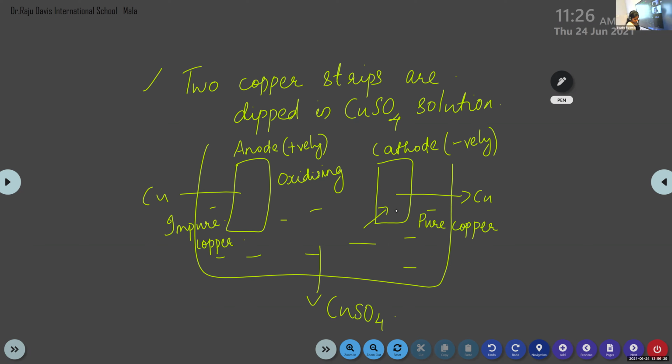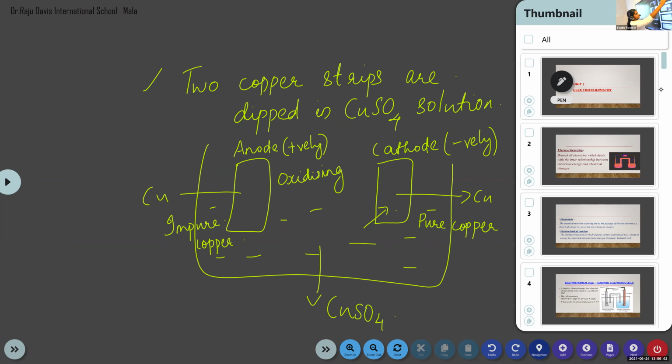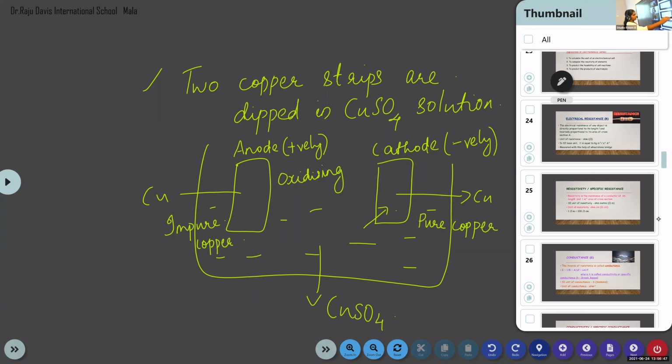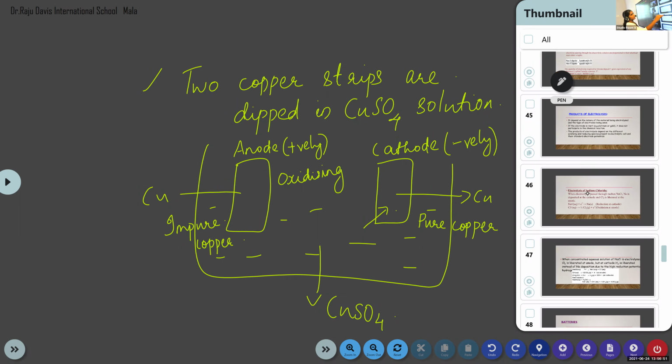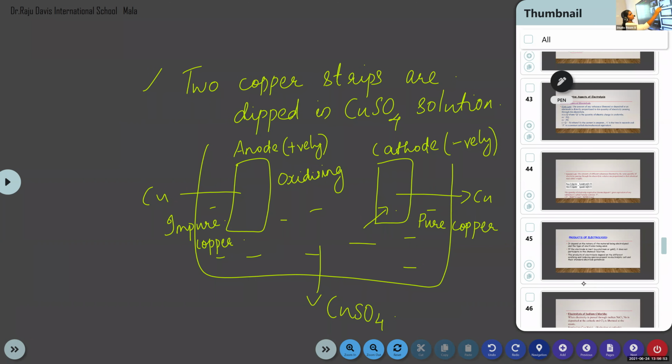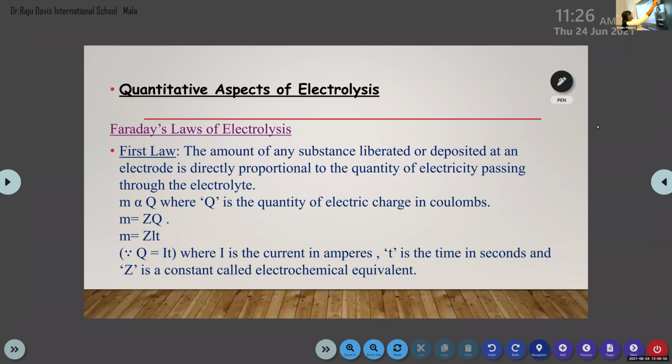Then we are moving to the quantitative aspects of electrolysis. We are going to learn 2 laws that are suggested by Michael Faraday. Okay, so the quantitative aspects of electrolysis. There are 2 laws here. 2 laws were proposed by Michael Faraday.